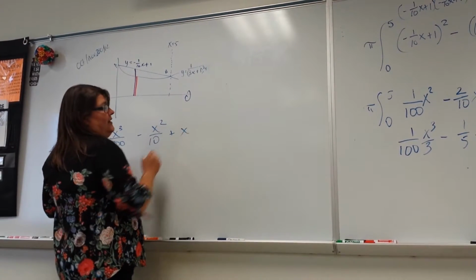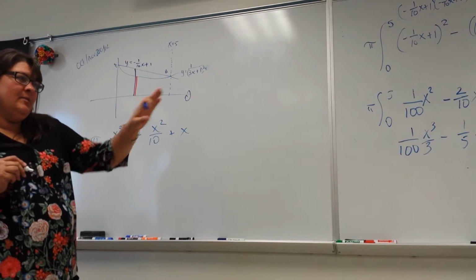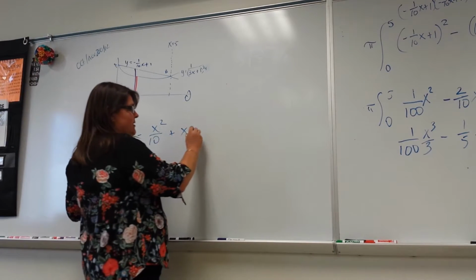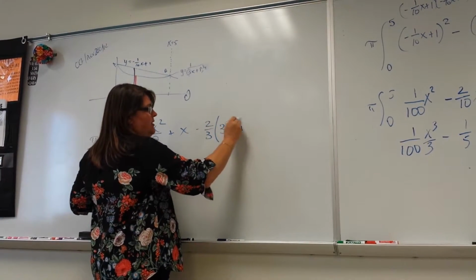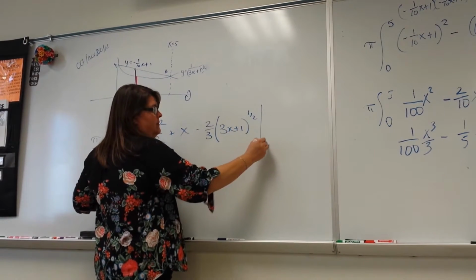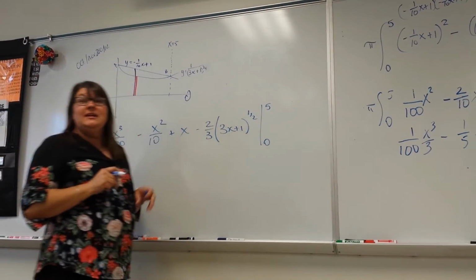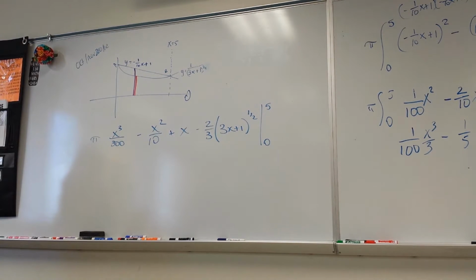Okay, and then cleaning that up, you guys told me 3/2 on the bottom, therefore 2/3 up here, right? And then 3x plus 1 to the 1/2 from 0 to 5. Really, they're gonna give us a 5 there? That's huge. You see me getting a little nervous. Well, you're dividing by something big.